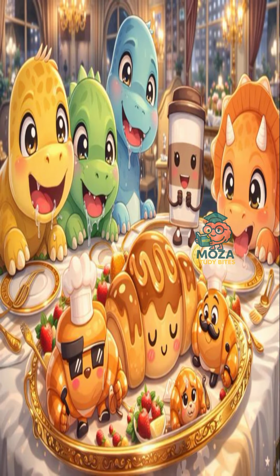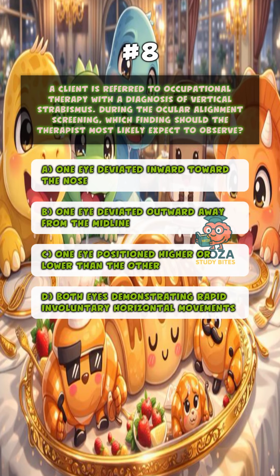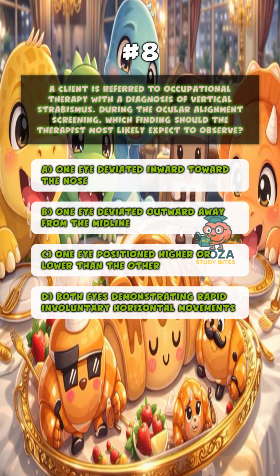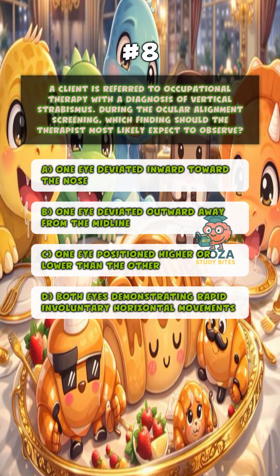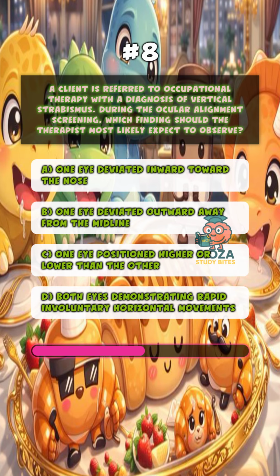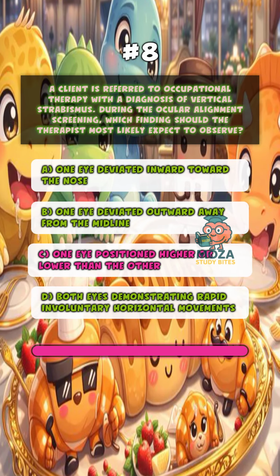D. Hypertropia. A client is referred to occupational therapy with a diagnosis of vertical strabismus. During the ocular alignment screening, which finding should the therapist most likely expect to observe? C. One eye positioned higher or lower than the other.